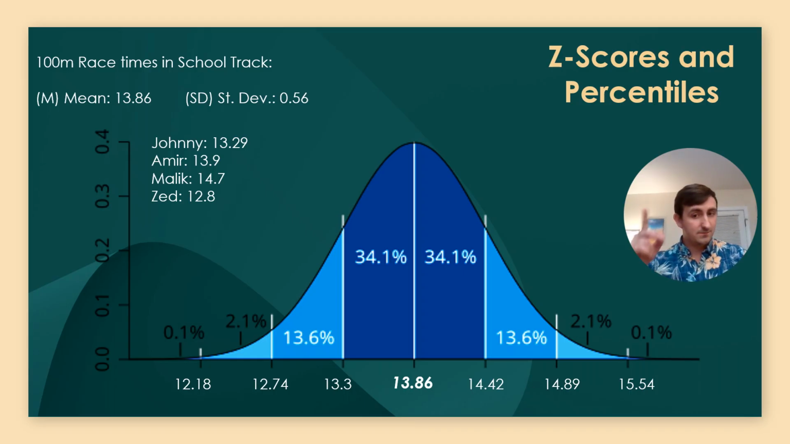And Amir hears this with his 13.9, and he goes, man, I must suck then. If Johnny's doing so well and I got a 13.9, I'm not keeping up with Johnny. I must suck. Malik has a 14.7, and he's pretty confident that he's okay. He doesn't want to be the best, but he's pretty sure that his scores are not going to bring down the team average at all. He thinks he's doing just fine, doesn't need to change anything about his workout regimen. And then lastly, our last racer is Zed with a 12.8.